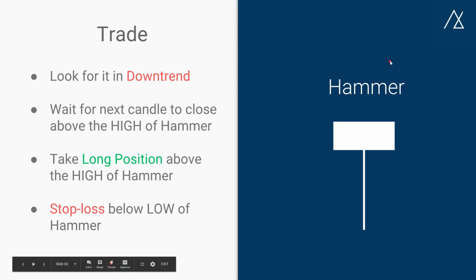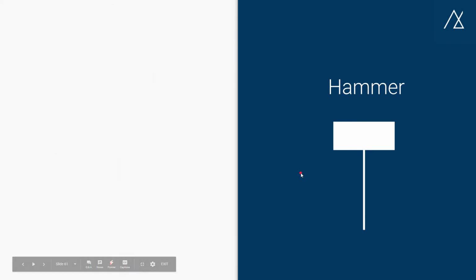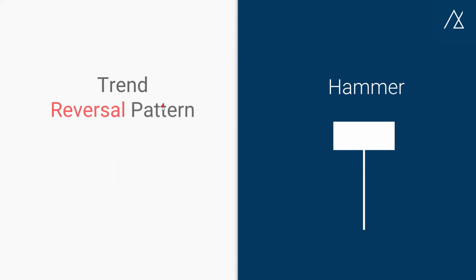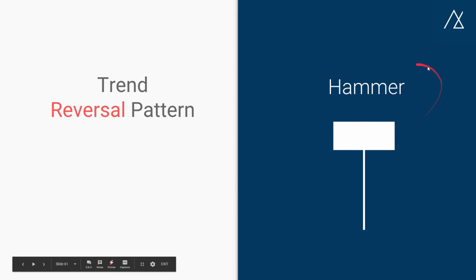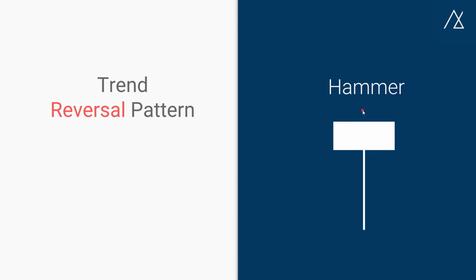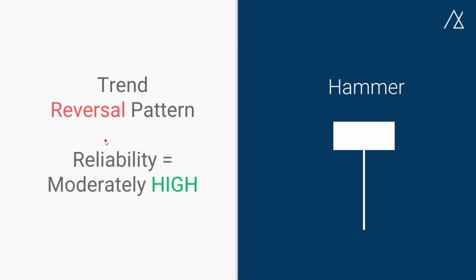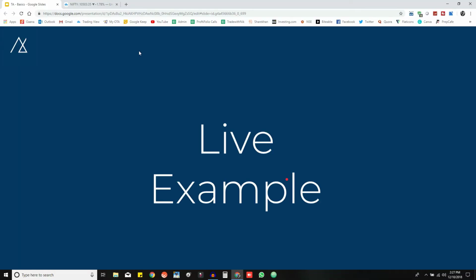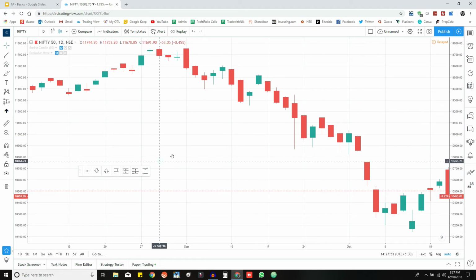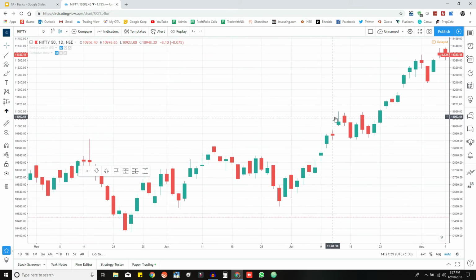Right, so let's try and understand how it works. It is a trend reversal pattern, and the reliability of this hammer is moderately high. Right, again, as I told you, like dojis. Let's understand with a live example. I have marked an example.